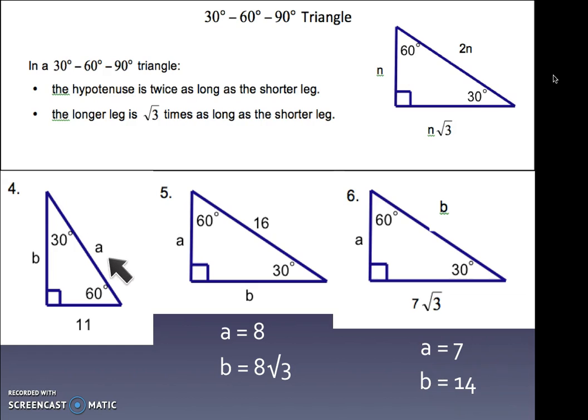And for number 4, we are given the shorter leg, which is 11. Well, we know that A is the hypotenuse, so that's going to be double that, so A is 22. And B here is going to be the shorter leg, radical 3. So B is going to be 11 radical 3.